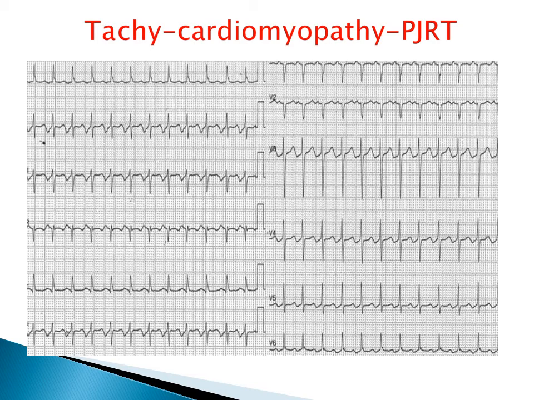The ECG shown here shows an arrhythmia which is called long RP tachycardia, and it represents one of the conditions which is called permanent junctional reciprocating tachycardia, and this is one of the common causes of tachy-cardiomyopathy and is treated by ablation of the accessory pathway.